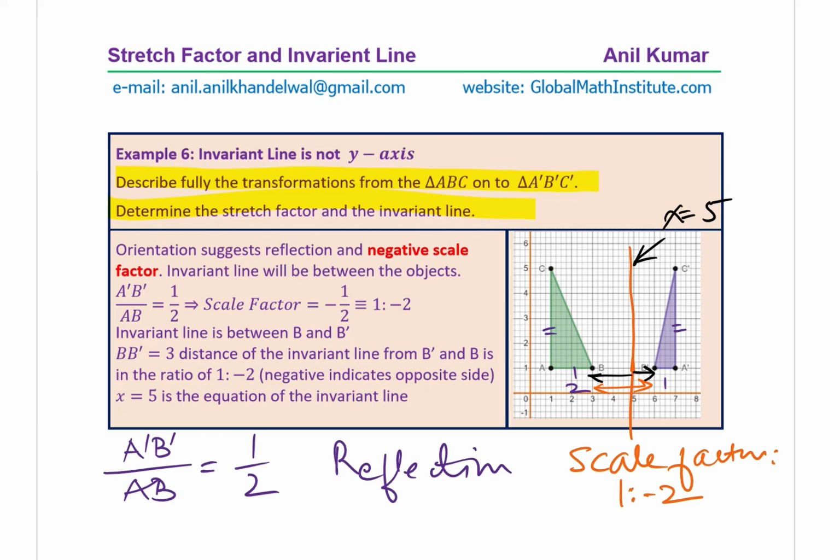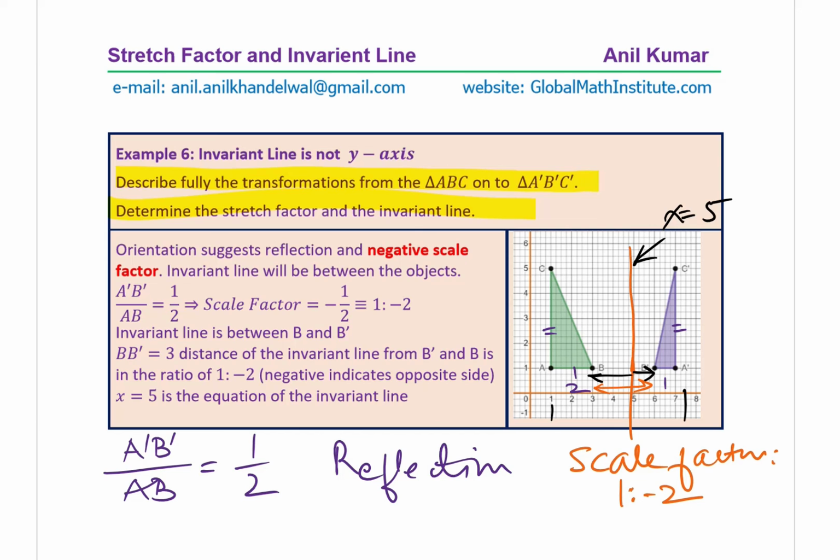So what we did was that since there is a reflection, we know we have a negative scale factor. That means the invariant line should be in between the pre-image and the image, and the distances from the invariant line are in the same ratio, and every point in this object should be in the same ratio for that matter. And we just check point B and B dash. You could do A and A dash also. So this also is in the same ratio of 1 is to 2.